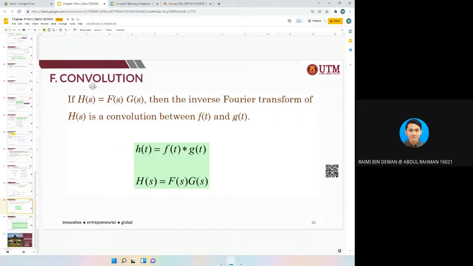Now convolution. If H(s) equals F(s)G(s), then the inverse transform of H(s) is a convolution between f(t) and g(t). As I told you, convolution in the time domain is more messy and complicated. That's why we do it in the frequency domain, because there it's just multiplication. The same goes for Laplace transform. Convolution of f and g is just a multiplication in the Laplace domain: F(s) times G(s) to obtain H(s).